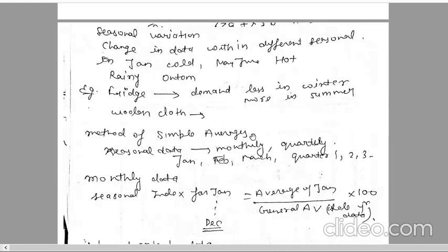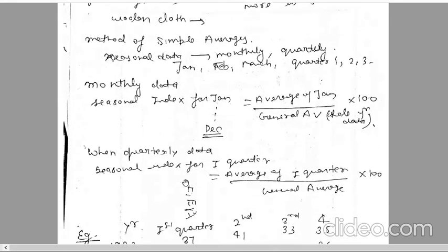Method of simple averages, example, seasonal data. That means you will divide your data monthly, quarterly, like January, February, March, right? And with the monthly data, the seasonal index for January, you will calculate from January to December, by the formula: average of January divided by the general average, or grand average, into 100.